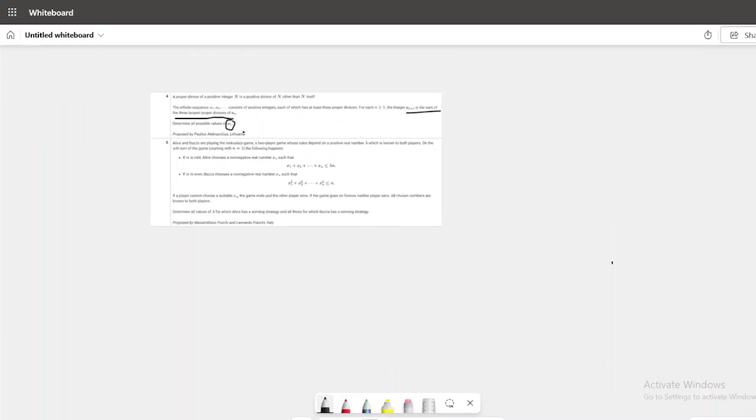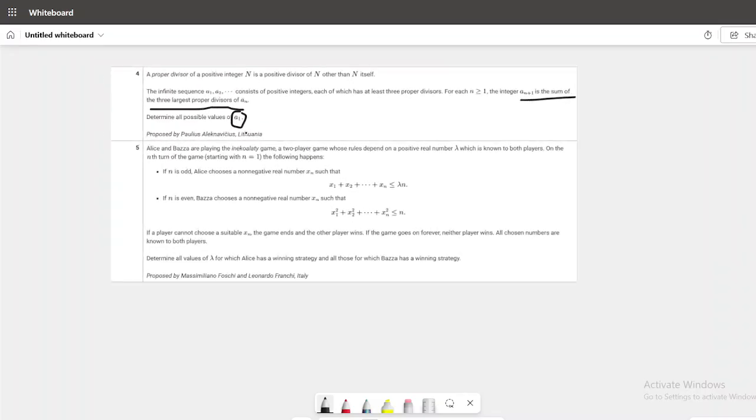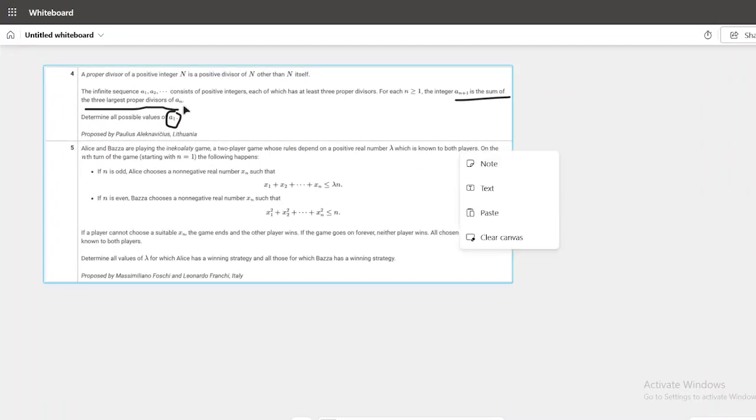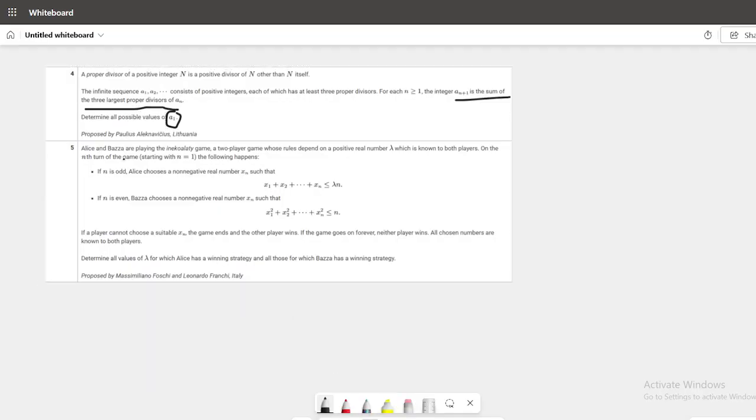Today I will be solving problems 4 and 5 from the IMO. Now, problem 4 is a number theory problem. It's simple. a1, a2, and so on is an infinite sequence of integers, and it needs to be infinite. We need to find all a1 such that the sequence is infinite. And the catch is, for each n greater than or equal to 1, a_{n+1} is the sum of the three largest proper divisors of a_n, where a divisor is called a proper divisor if it's less than a_n.